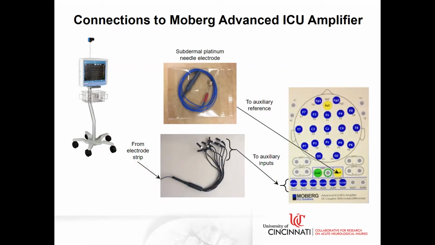The method that we use to make these recordings, predominantly in the United States, is to use the Moberg Component Neuromonitoring System, CNS, shown here at the left. And it's very simple to connect the electrode strip to the Moberg ICU, advanced ICU EEG amplifier, which is shown here at the right. This amplifier was specially designed with 8 auxiliary input channels, specifically for simultaneous intracranial recordings acquired together with the scalp montage. And it allows for a separate reference for those internal electrodes. So from the electrode strip, the cable terminates in 6 to 8 connectors, which are input into these auxiliary channels. And then a separate reference is placed into the auxiliary reference. That can either be a subdermal platinum needle electrode, or it can be a scalp silver chloride electrode. Both work well. And then you connect to ground and you're ready to begin the recordings.